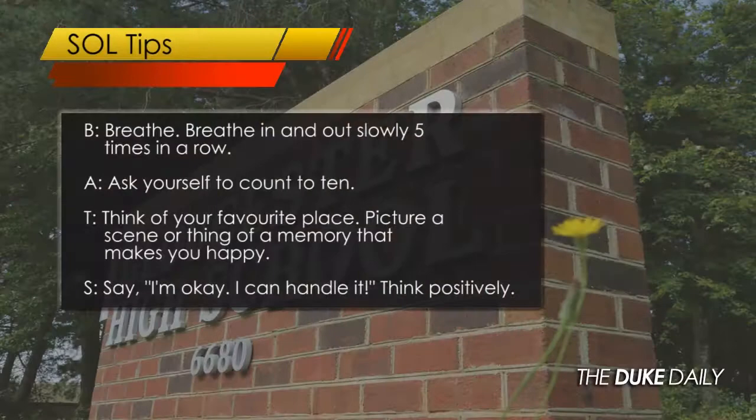BATS is an acronym. B: breathe. Breathe in and out slowly 5 times in a row. A: ask yourself to count to 10, not out loud. T: think of your favorite place. Picture a scene or think of a memory that makes you happy. S: say, I'm okay, I can handle it. Think positively. Now here's quick news with Jamie Cook.